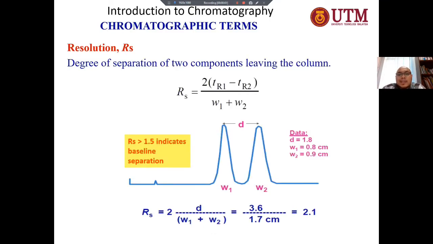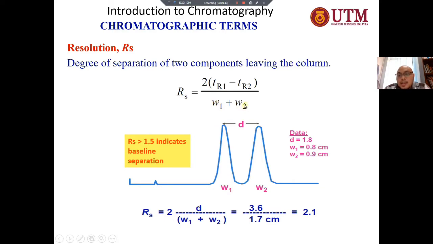Okay, the next one we will learn is the resolution, or RS. RS is the degree of separation of two components leaving the column. So the RS is the degree of separation between two components. Okay, to determine the RS, you need to use this formula: 2 multiplied by the retention time difference between peak 2 and peak 1, divided by the sum of the width of peak 1 and peak 2.